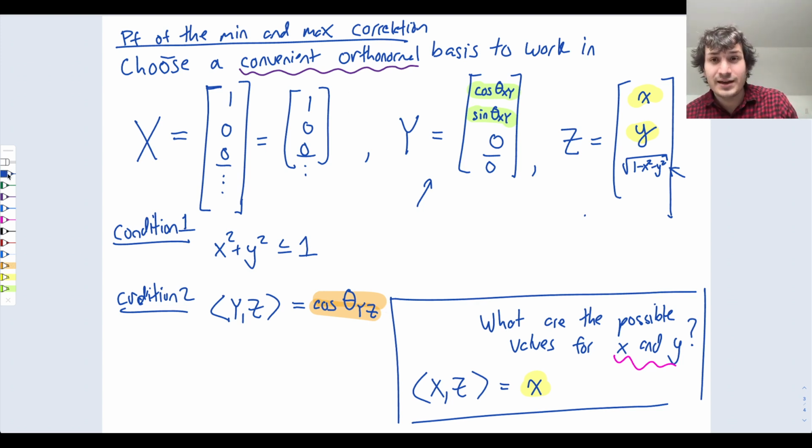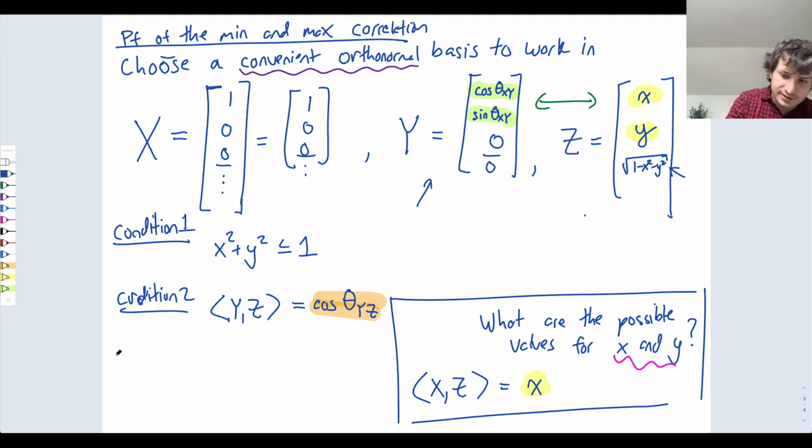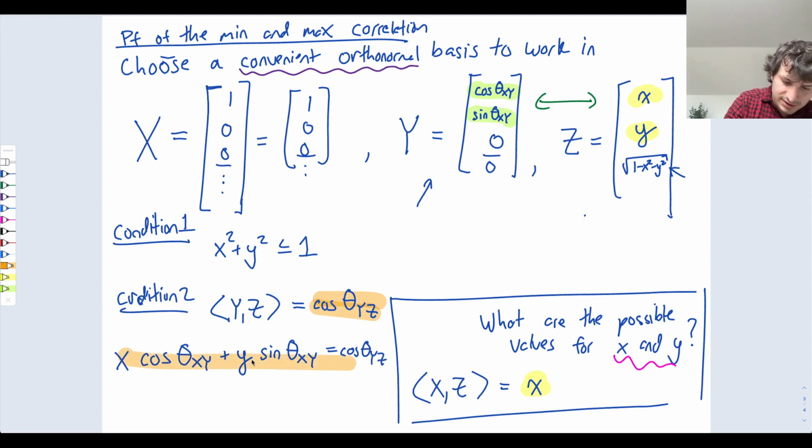And the inner product between y and z, I can also write out by using my bases. I have both things written out. What is their inner product? I can write it out very simply. It's x times the cosine of theta xy plus y times the sine of theta xy, and that together must give the cosine of theta yz. So this equation enforces that the inner product between y and z is the right thing.